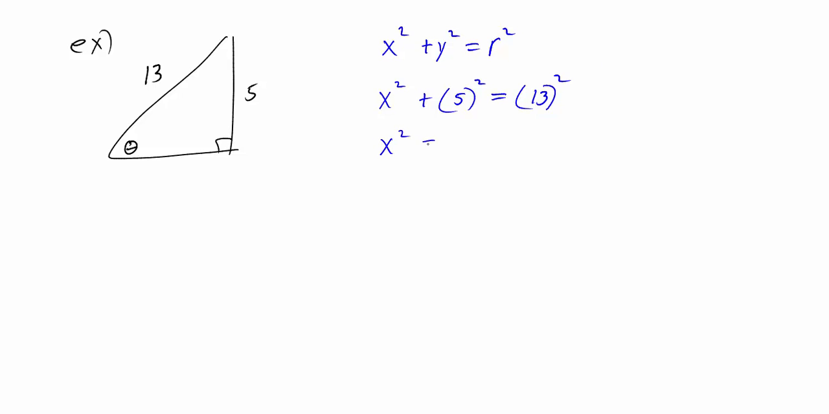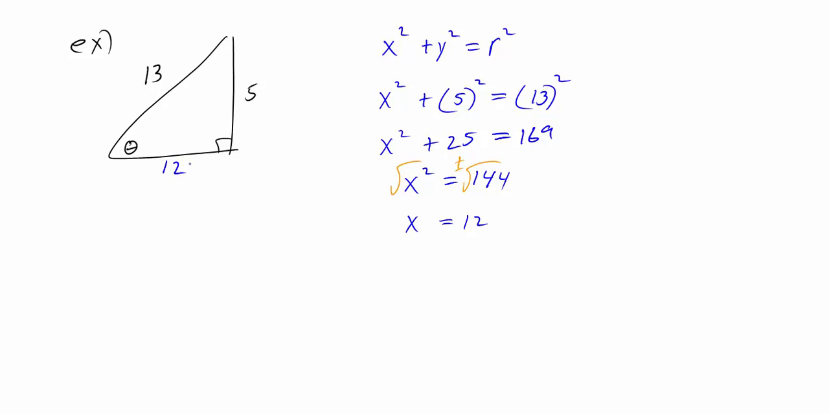So we would have x squared plus 5 squared, which is 25, and 13 squared is equal to 169. All right, then that means we'd have x squared equals 169 minus 25, and that's going to be equal to 144. And once again, we need to find the actual value of x. So we take the square root, and we would get x equals the square root of 144, which is 12. So we know this is going to be equal to 12.